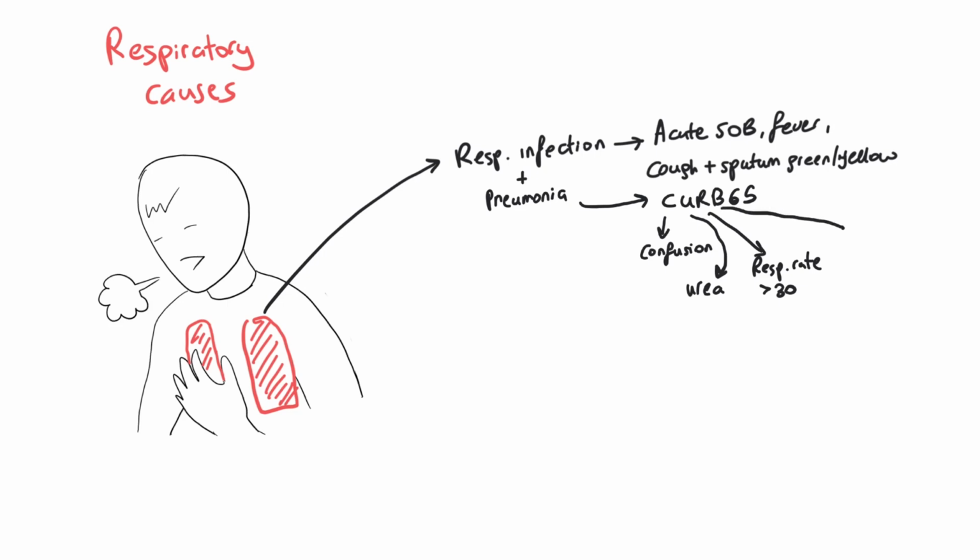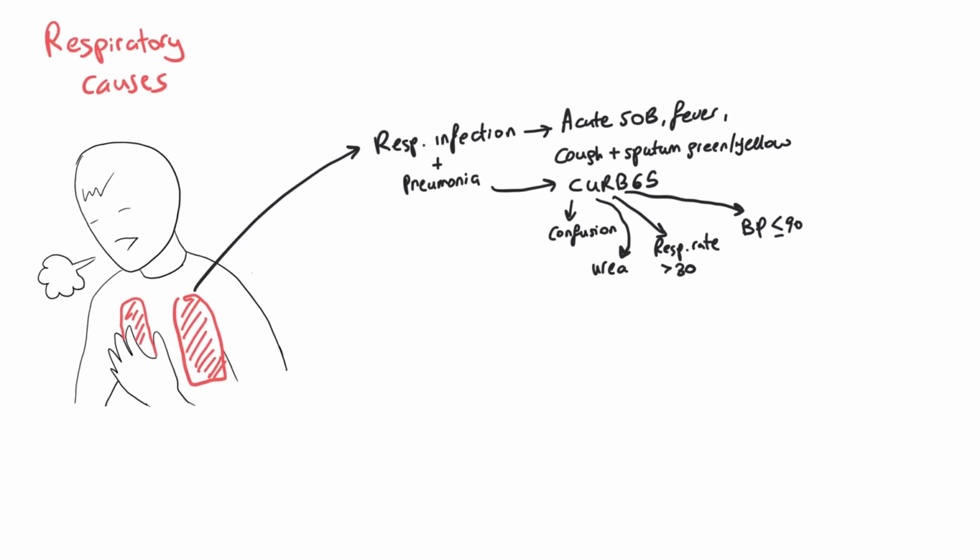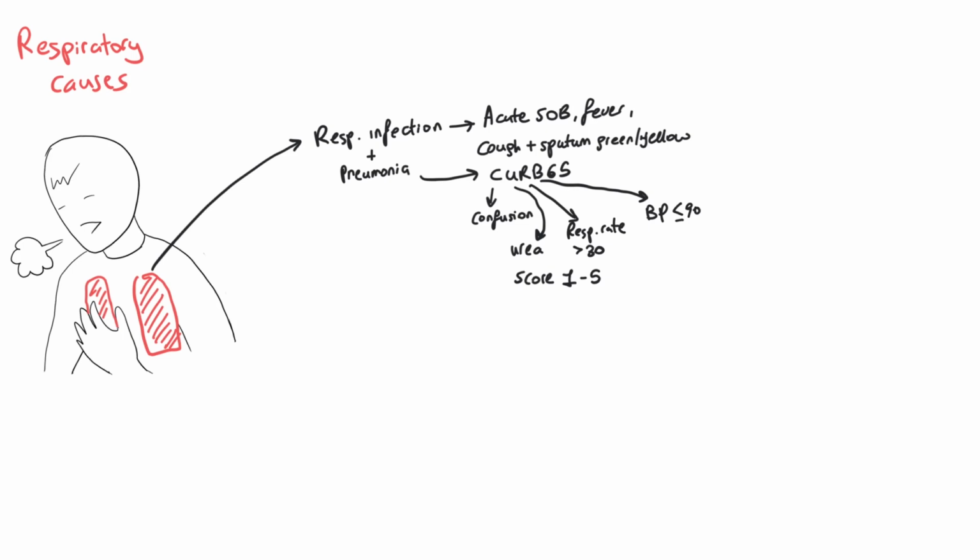B stands for blood pressure. If the blood pressure is less than 90, or equal to 90, you should obviously be worried. And 65 is just an extra point, it's a scoring system. We go from 1, so just say score 1, 2, 5. Now this may vary from trust to trust, but hopefully it shouldn't vary too much. So you can say response.